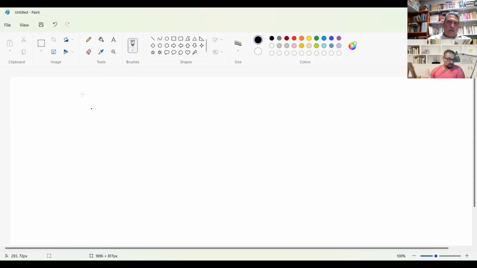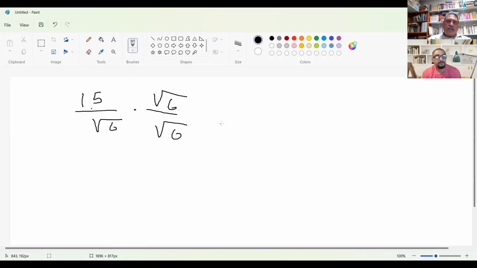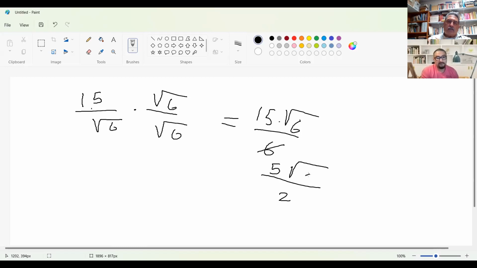So I have 15 over the square root of 6. I want to do this division. I multiply the top and the bottom by the square root of 6. The square root of 6 times square root of 6 becomes 6, and I get 15 times square root of 6 over 6. Now I simplify that. 6 divided by 3 becomes 2, and 15 divided by 3 becomes 5. This is the answer.